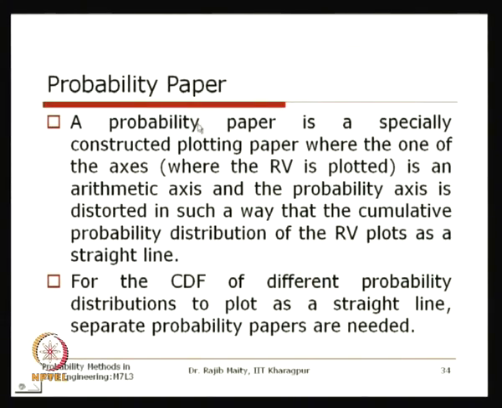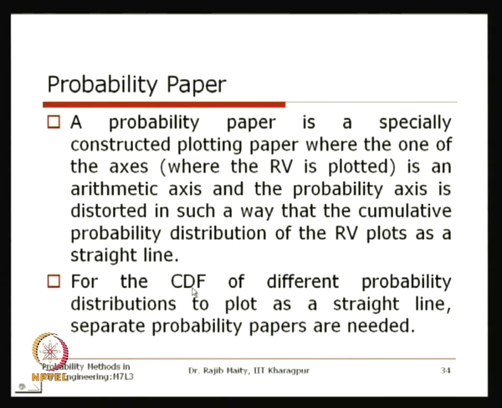So a probability paper is a specially constructed plotting paper where one of the axes, on which the random variable is plotted, is an arithmetic axis, and the probability axis is distorted in such a way that the cumulative probability distribution of the random variable plots as a straight line.